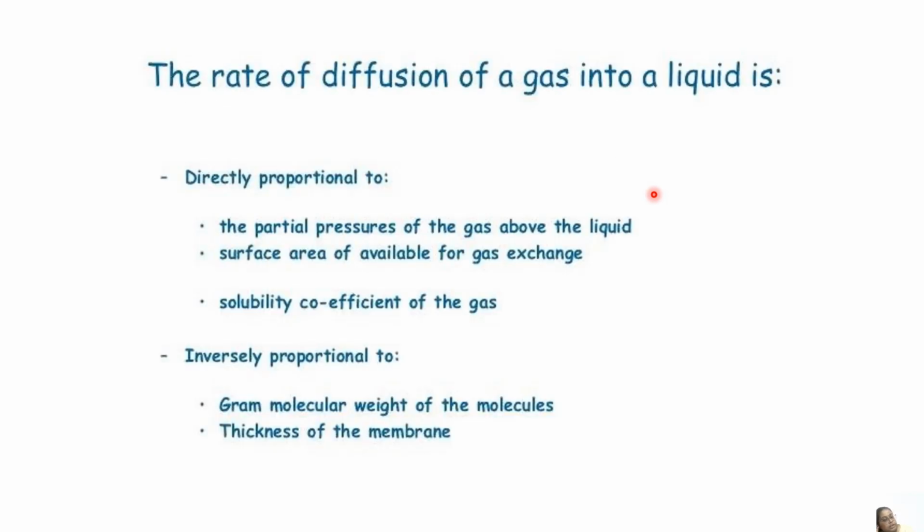Now, the rate of diffusion of a gas into a liquid is directly proportional to the partial pressure of the gas above the liquid, the surface area available for gas exchange, and the solubility coefficient of the gas, and inversely proportional to the gram molecular weight of the molecules and the thickness of the membrane.